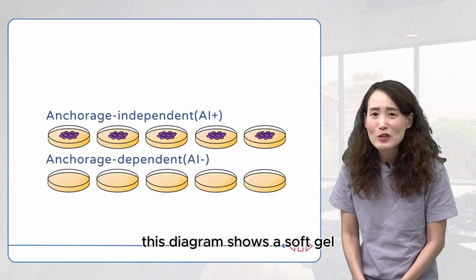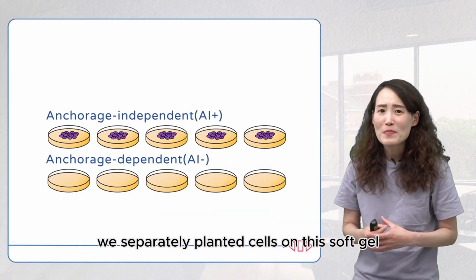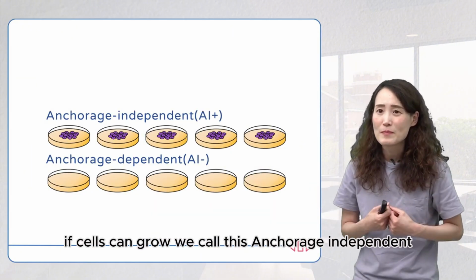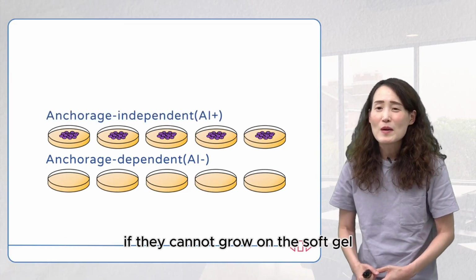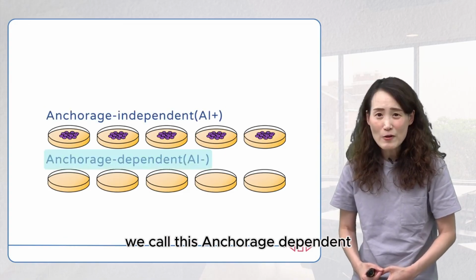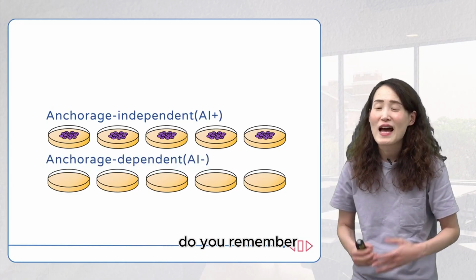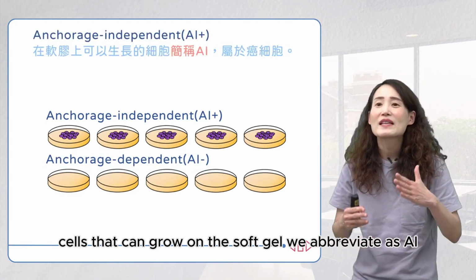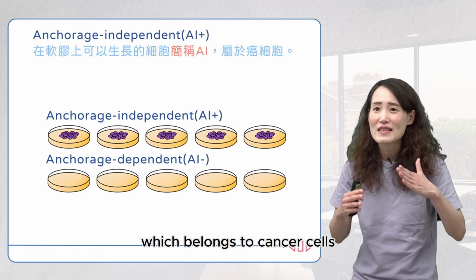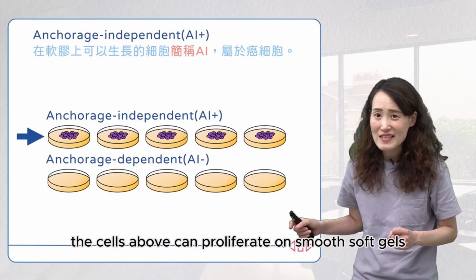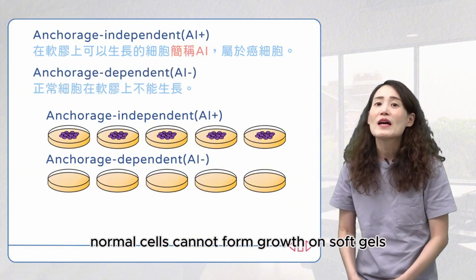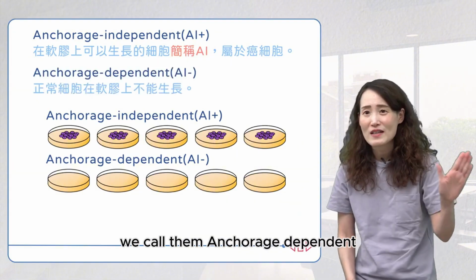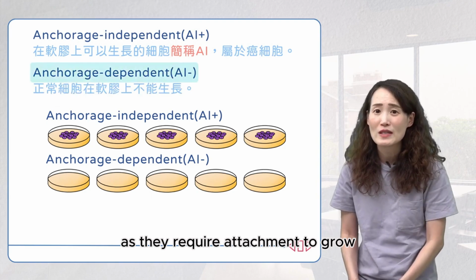This diagram shows a soft gel. We separately planted cells on this soft gel. If cells can grow, we call this anchorage independent. If they cannot grow on the soft gel, we call this anchorage dependent. Do you remember? Cells that can grow on the soft gel we abbreviate as AI, which belongs to cancer cells. The cells above can proliferate on smooth soft gels, forming a colony. Normal cells cannot form growth on soft gels. We call them anchorage dependent, as they require attachment to grow.